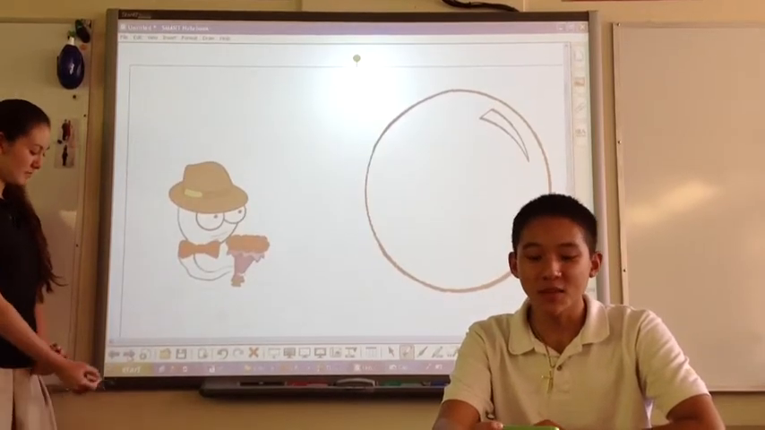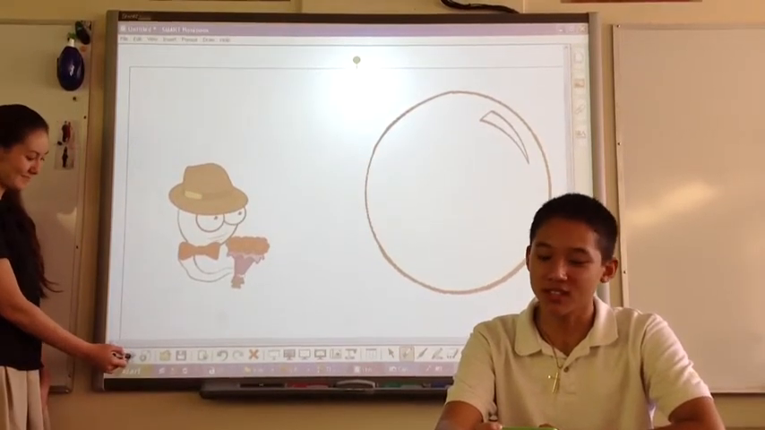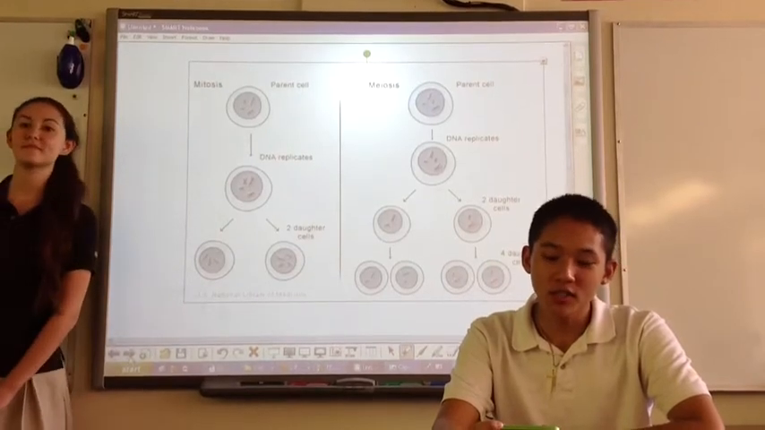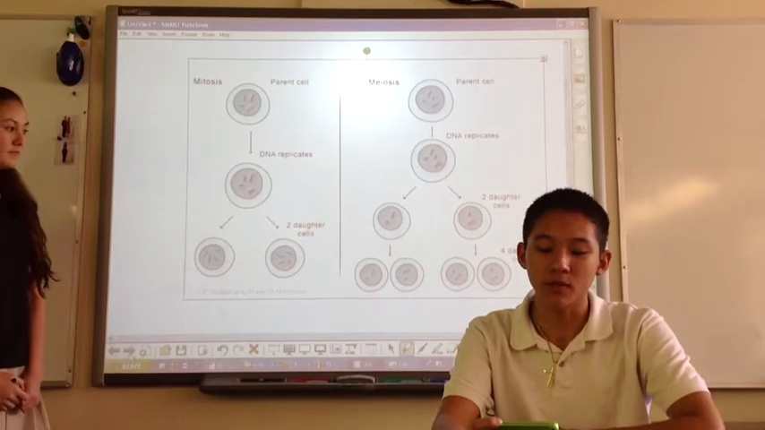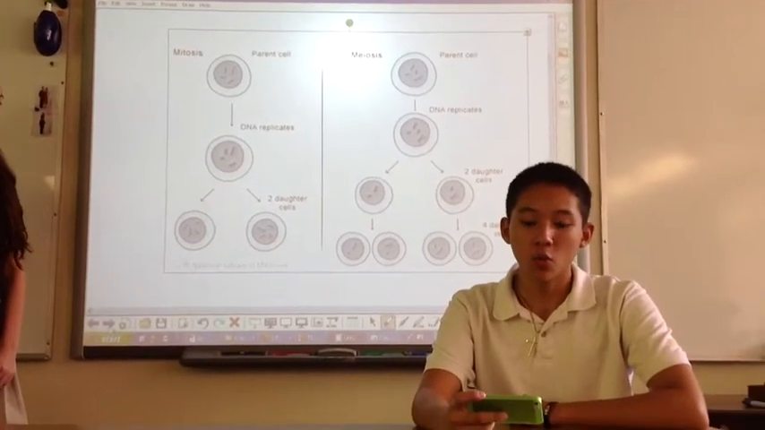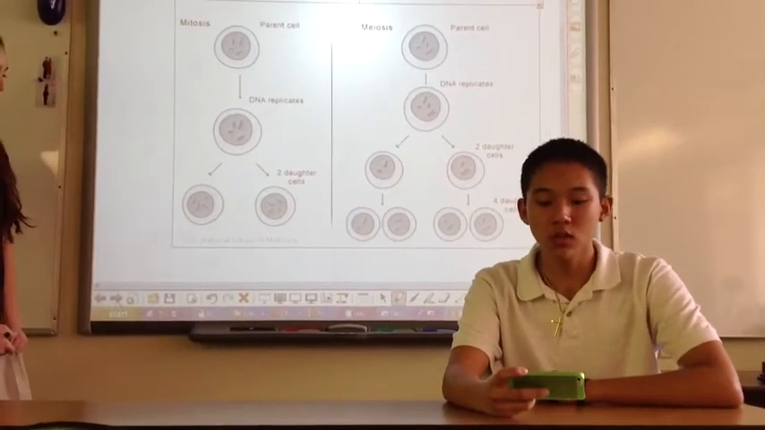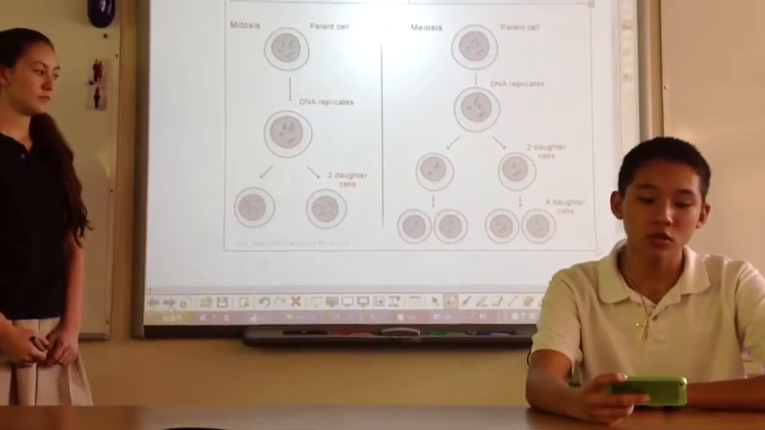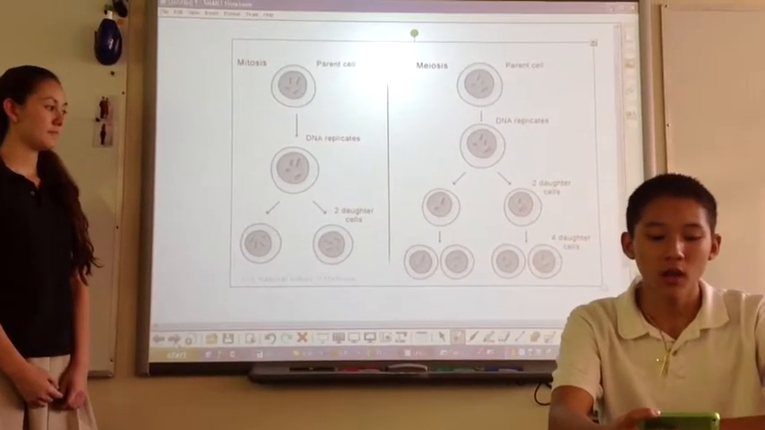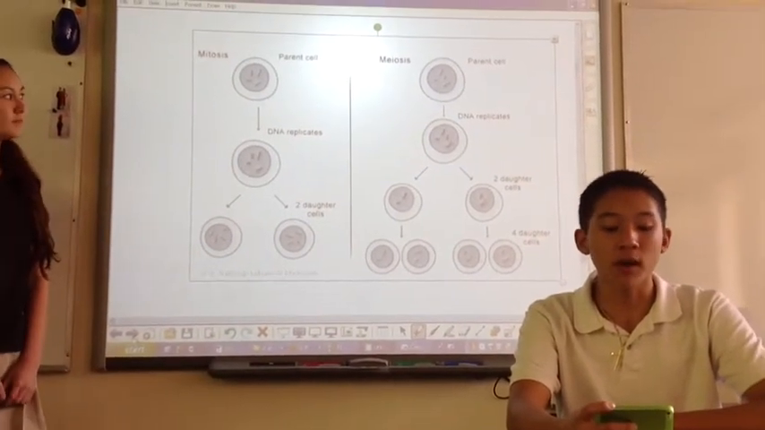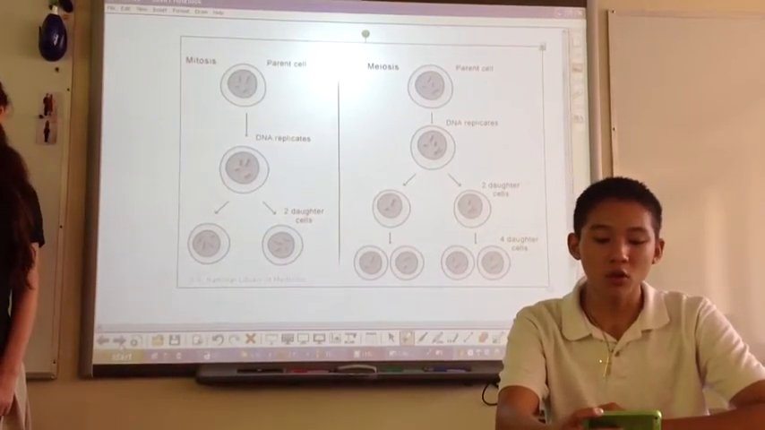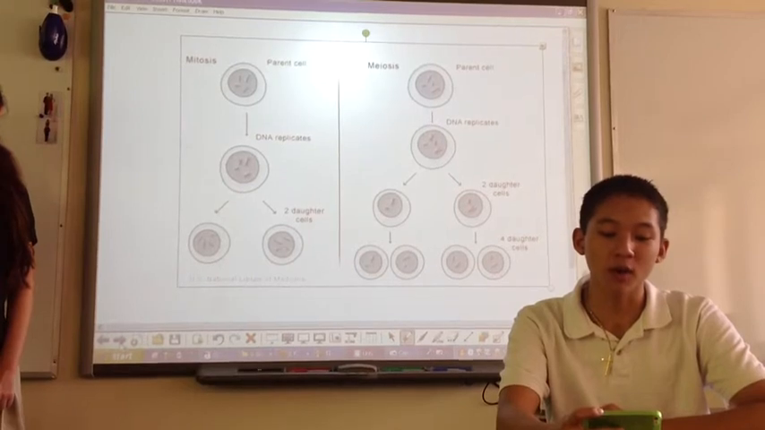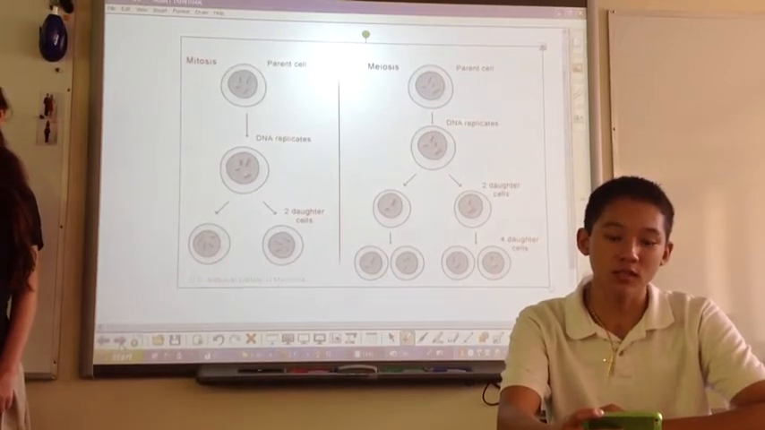Real quick, let's discuss some of the differences of these two processes. First of all, meiosis results in 4 haploid cells that are genetically different from the original cell, whereas mitosis results in 2 diploid cells that are identical to the original cell. There is only crossing over in meiosis, not mitosis. The pairing of homologous chromosomes only occurs in meiosis, not mitosis.